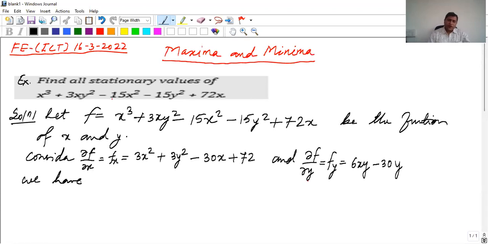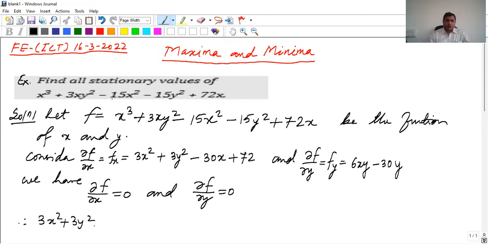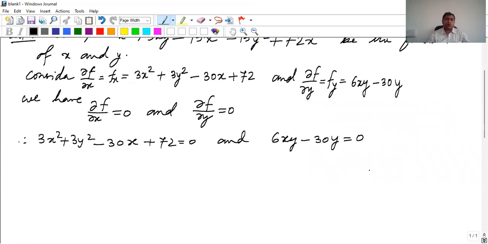So, we have ∂f/∂x is equal to 0 and ∂f/∂y is equal to 0. Okay, so we have to consider these two derivatives equal to 0 and solve this. So here, what we get is 3x² + 3y² − 30x + 72 = 0. And what you'll be having here? 6xy − 30y = 0. Okay, so these are the two simultaneous equations that we have to solve.